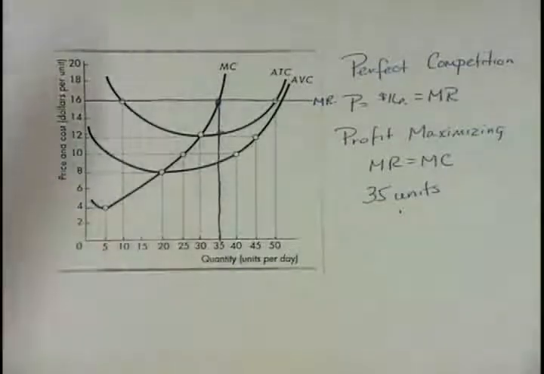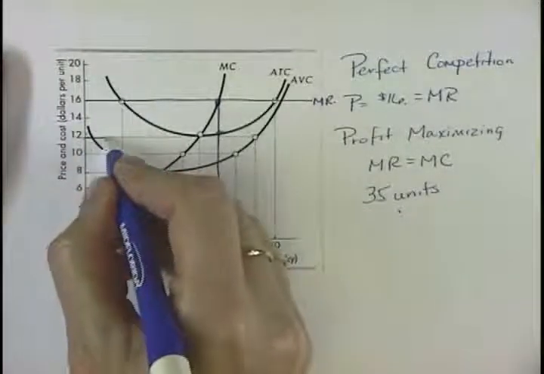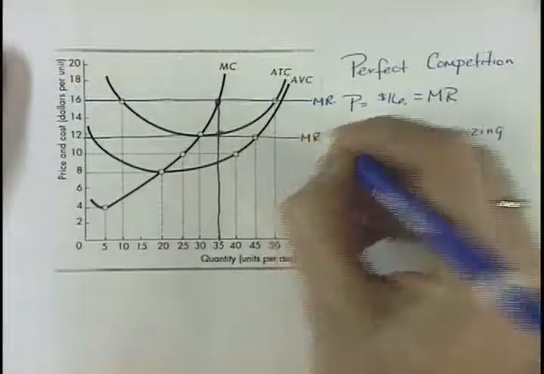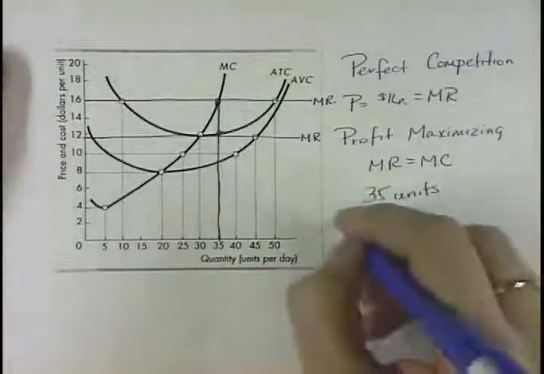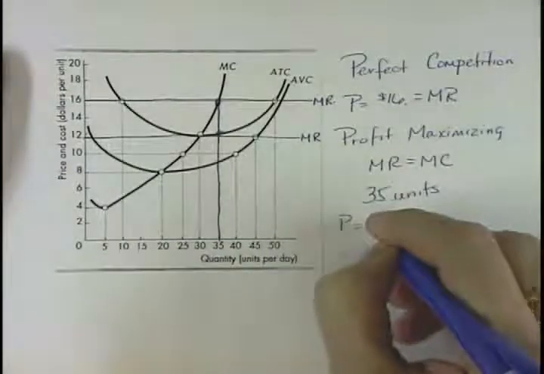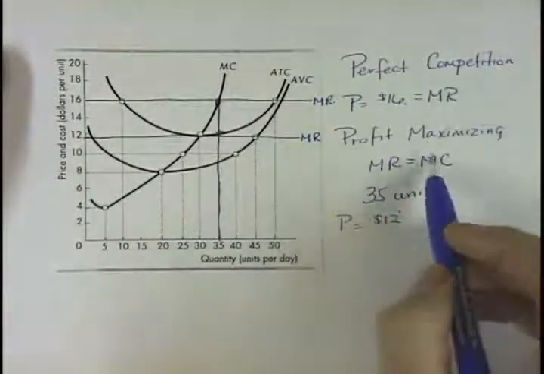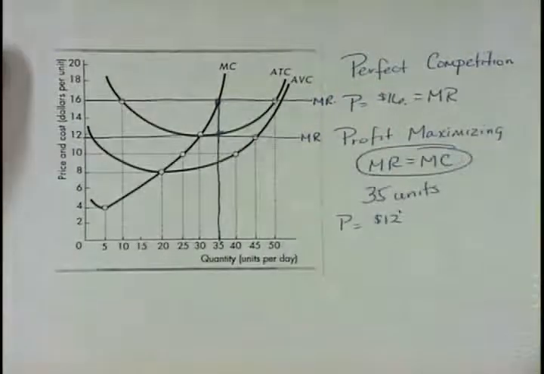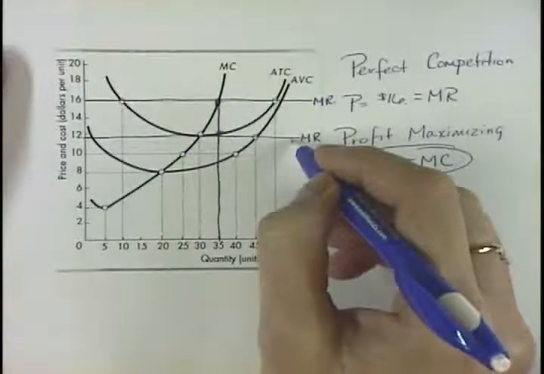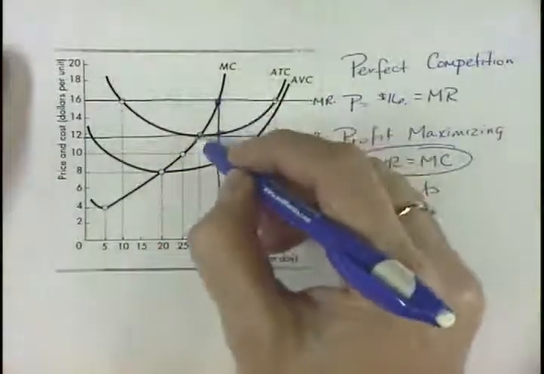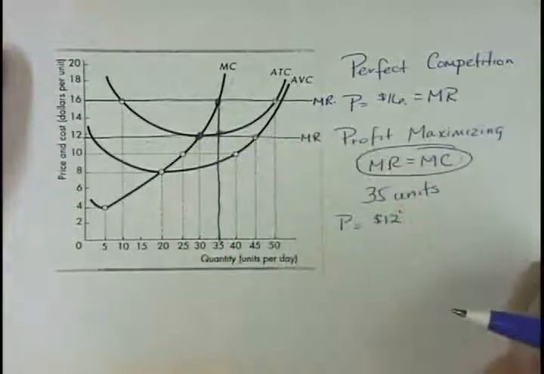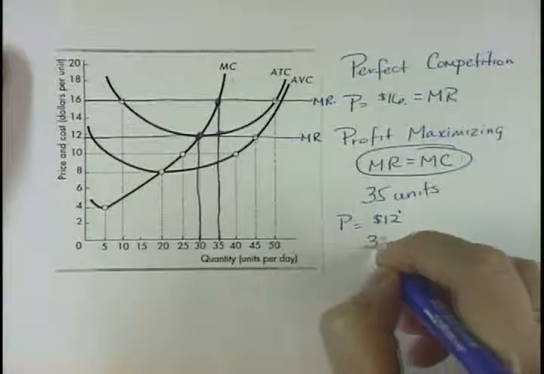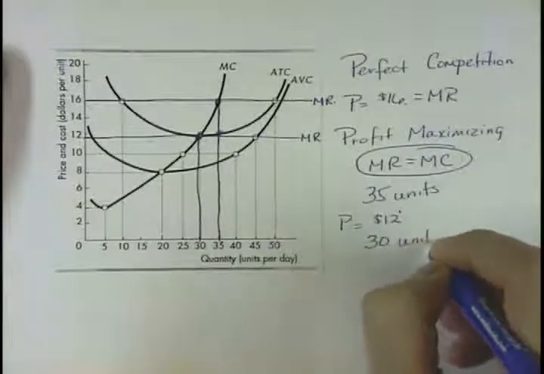Okay, well, let's say then that the price falls to $12. Now we have a new marginal revenue line. We want to find our profit maximizing output, and we always do that where marginal revenue is equal to marginal cost. This is my marginal revenue line, this is my marginal cost. Here is that point, so we bring that down. My profit maximizing output now is 30 units.